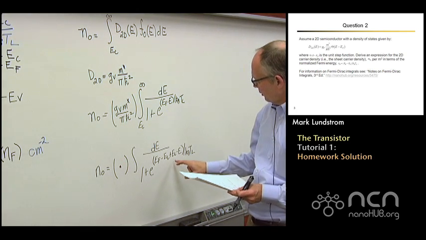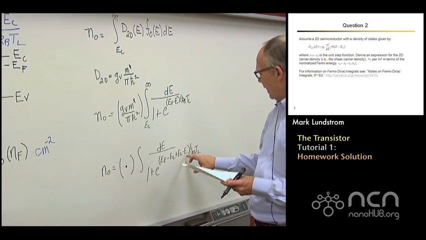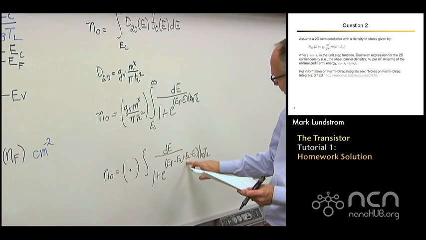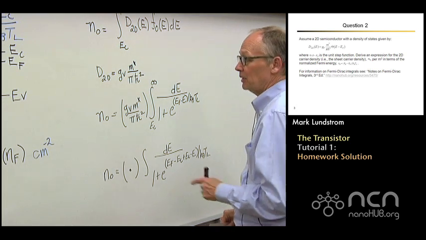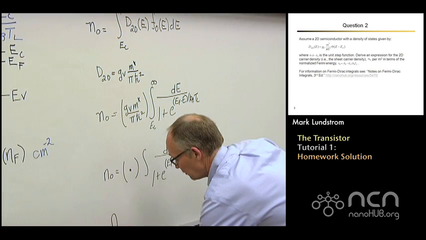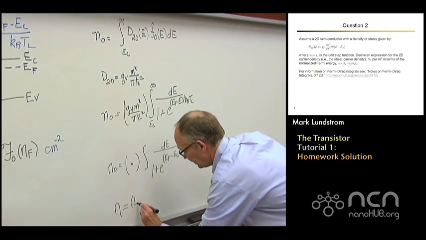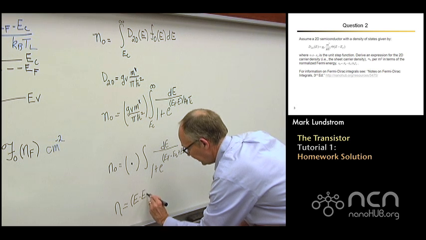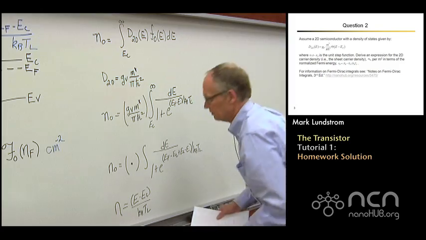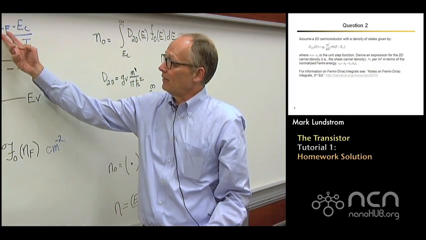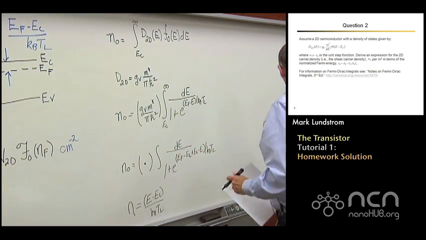And I have something similar here. I have minus E minus the bottom of the conduction band in units of kT. I'm going to define that just to be eta. And eta is defined to be E minus EC in units of kT. So eta is just like eta F, but instead of the Fermi level, we have the energy. So I can rewrite this expression now.